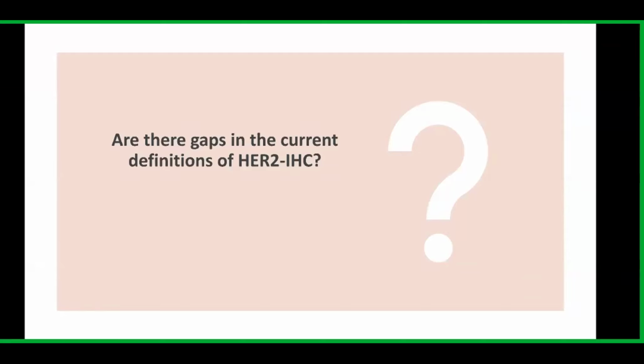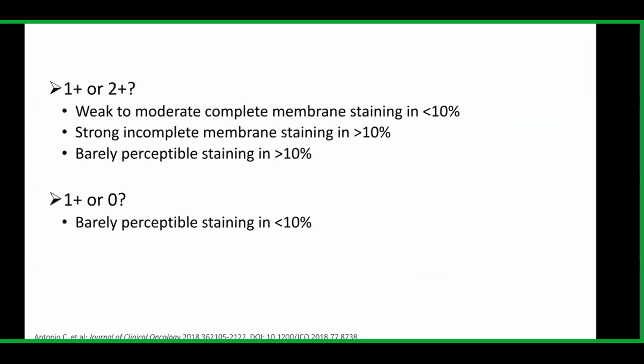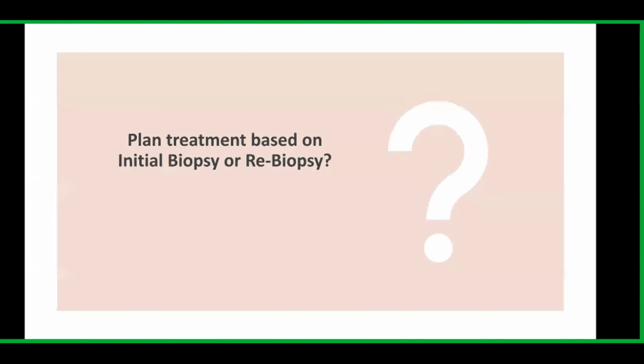So what are the gaps in the current definitions of the HER2? So we know that 0, 1 plus, 2 plus, and 3 plus. There is no doubt with the 0 or 3 plus, but everything happens in the 1 plus and the 2 plus. It's like a subjective variation of the presentation or the reporting by the pathologists. So this is what we generally face in clinical practice also.